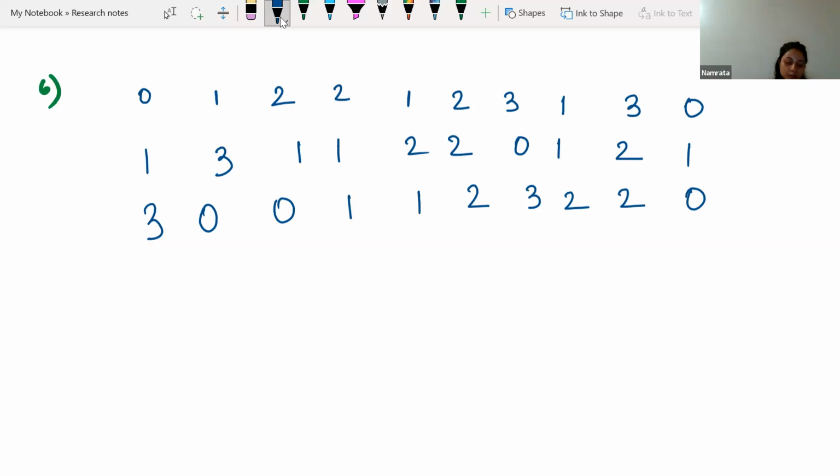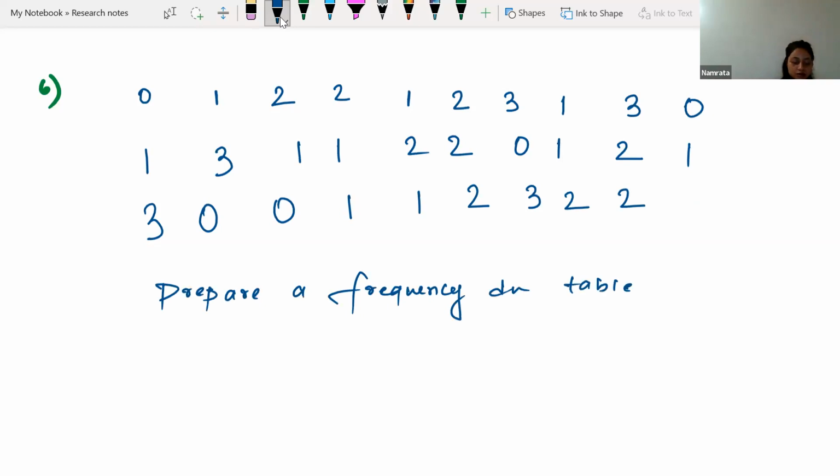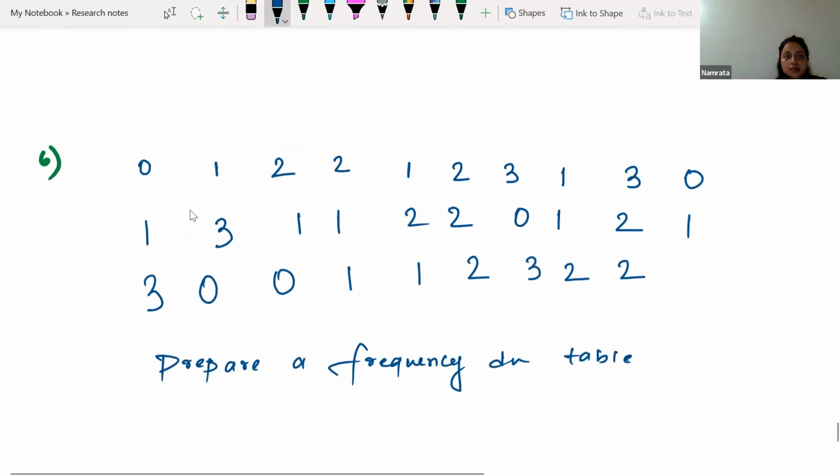Now we have to prepare a frequency distribution table for the given data. So it says to prepare a frequency distribution table for the above data. So we are having the number of heads, right? Now we will be preparing the frequency distribution table. Here we need to check whether we will be going for grouped data or non-grouped data.